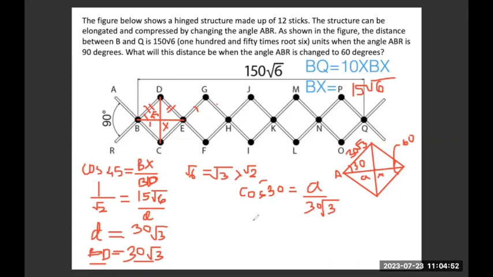So what is the value of cos 30? √3/2. Cos 30 is √3/2, equal to A upon 30√3. This √3, when it goes here, becomes 3. And from the 2 here and there, I say 15. So the value of A is how much? 3 into 15 is 45.